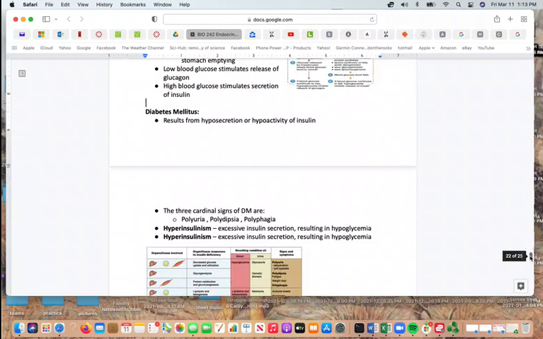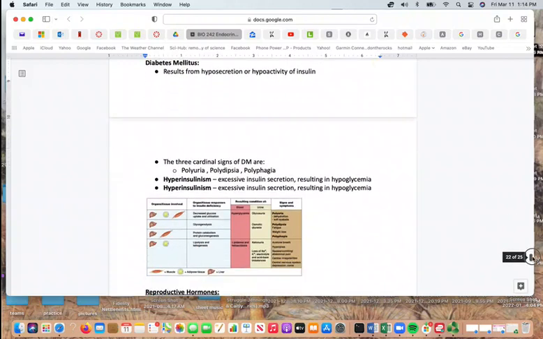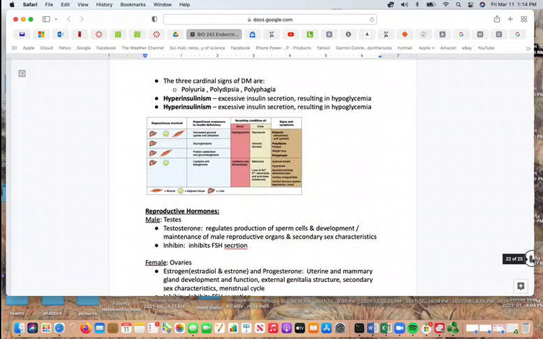So diabetes mellitus is going to result from hyposecretion or hypoactivity of insulin. There's 3 signs that go with it: polyuria, polydipsia, and polyphagia. So lots of urine, lots of thirst, lots of hungry. So with hyperinsulinism, you're going to have excessive insulin secretion that will end up resulting in hypoglycemia.